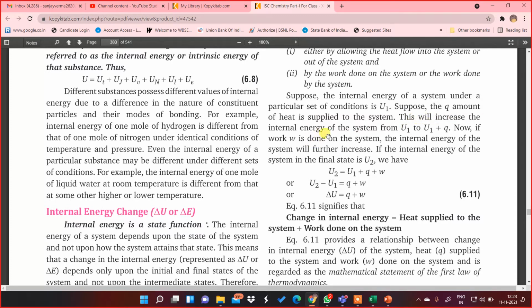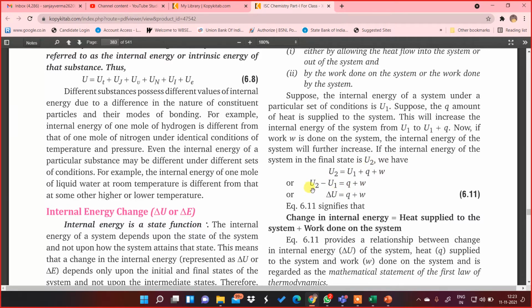This will increase the energy of the system. So U1 becomes U1 plus Q because you are giving Q amount of heat. Now, if work W is done on the system, the energy of the system will increase. So we have a final state U2. U2 means what? U1 plus Q. So U2 minus U1 will give us Q plus W.